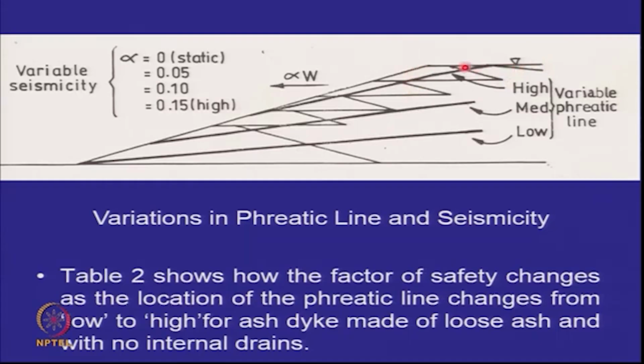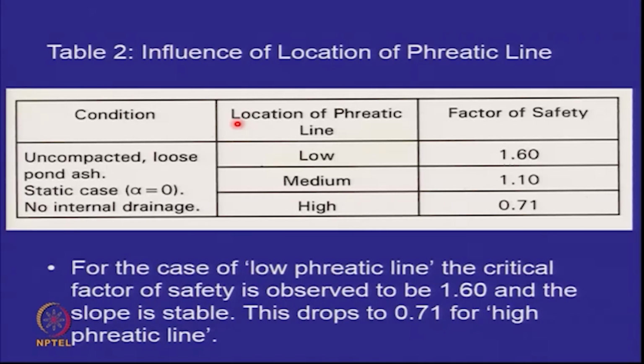So here what it shows is that towards the end of the life, your water level may be very close to the top, and then you may develop a high phreatic line. So intuitively what we can say is, for a low phreatic line you'll have a higher factor of safety, and for a high phreatic line you'll have a lower factor of safety. And also we have said that let there be no seismicity to 0.15 alpha h, so this gives you the kind of seismicity. So how does the factor of safety change?